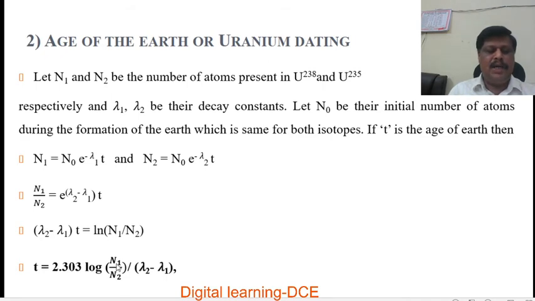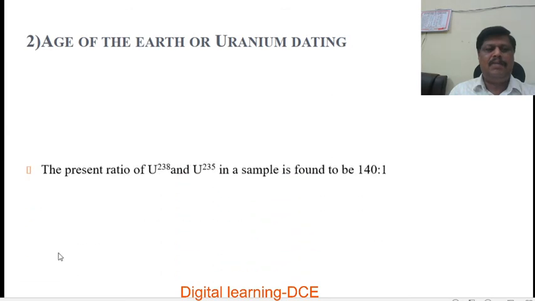Where N1 is the number of atoms present in the uranium 238 sample and N2 is the number of atoms present in uranium 235 sample at that instant of time, and lambda 1 and lambda 2 their decay constants. By knowing half-life period of uranium 238 and uranium 235, we can calculate the value of lambda 1 and lambda 2, and by knowing the number of atoms present in the uranium 238 and uranium 235 at any instant of time, we can calculate the age of the Earth using uranium dating.